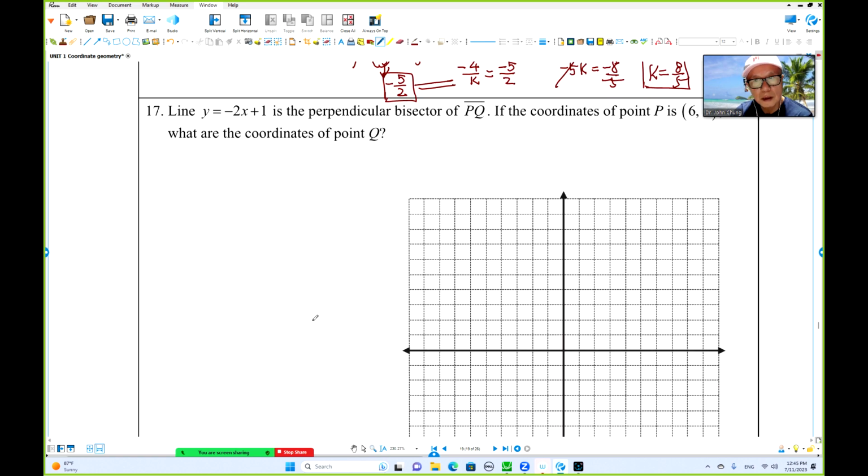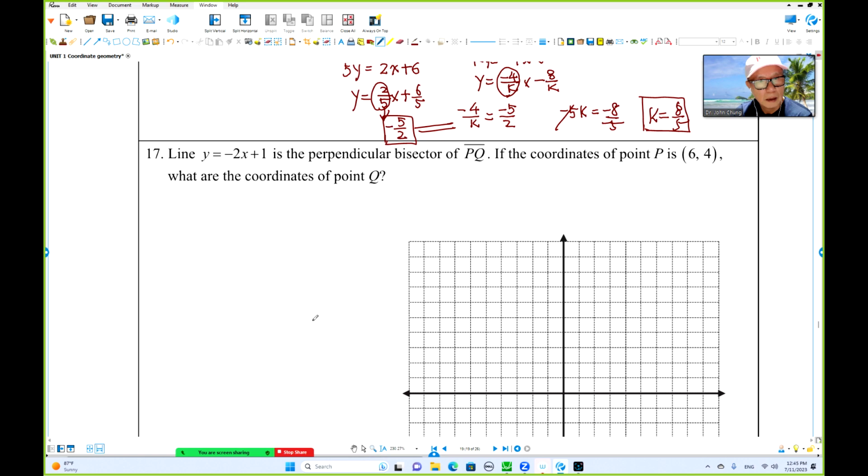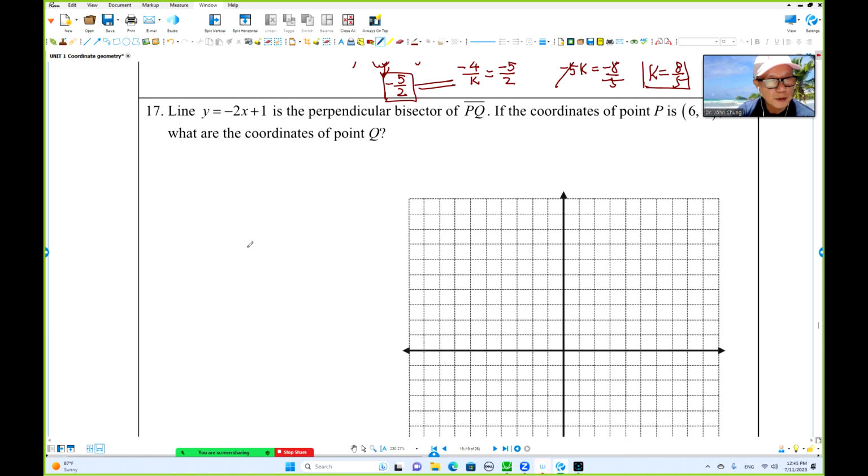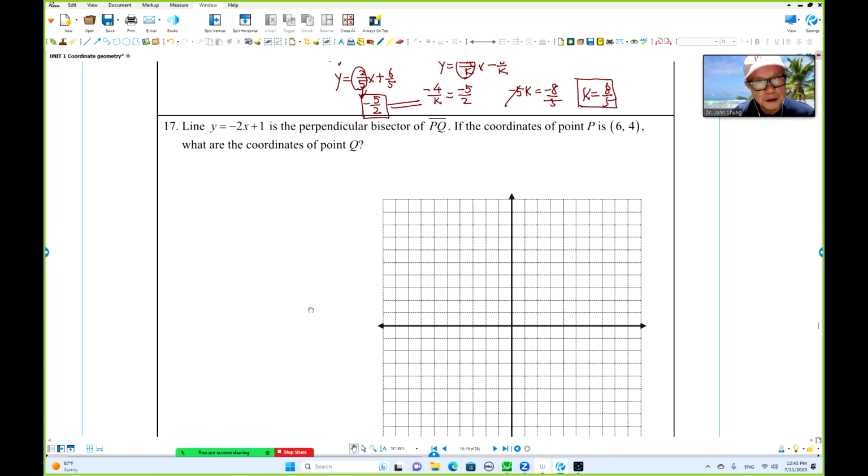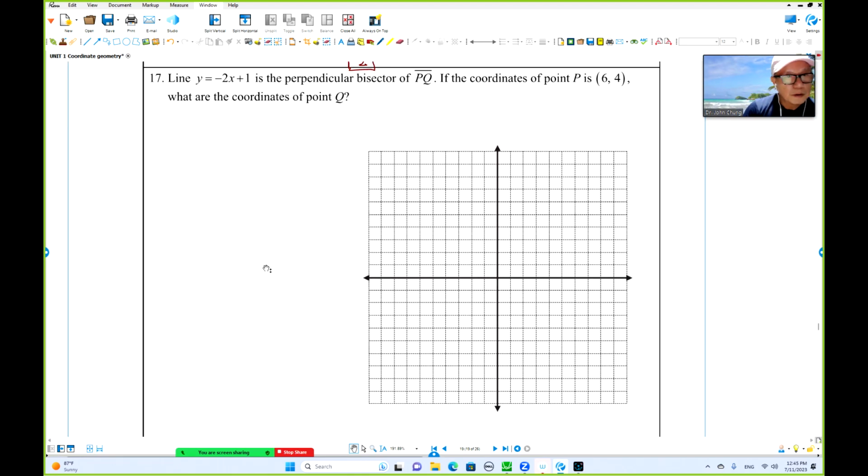Okay, let me see this one. We're going to try number 17. These are a little different questions. y equals negative 2x plus 1. I'm going to explain this line. The y-intercept is 1, the slope is negative 2. Slope is negative 2 means negative 2 over 1, right? That's the slope: change in y over change in x.